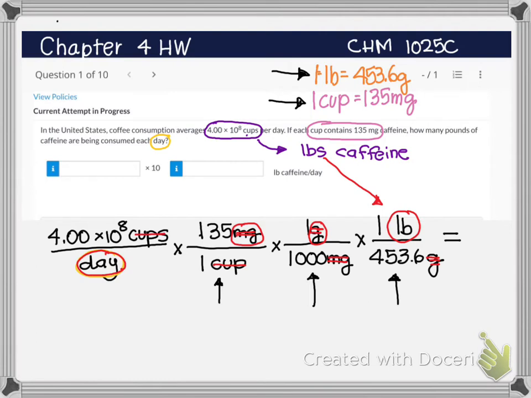Okay, back to it. I put the 4.00 times 10 to the 8th times 135 because it's in the numerator, and then on the denominator is the number 1, so I'm not going to do anything. Then on the next one, it would be times 1, then divided by 1,000. And then the last one would be times 1 divided by 453.6. And I get 119047.619 pounds of caffeine for every day.